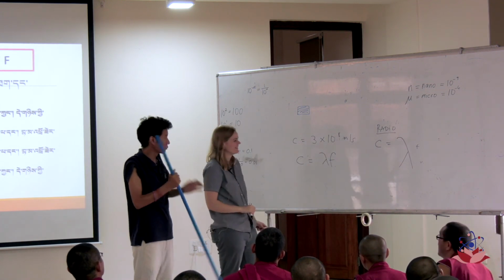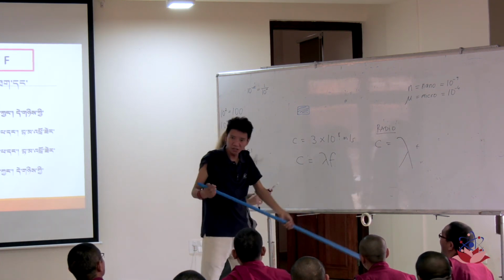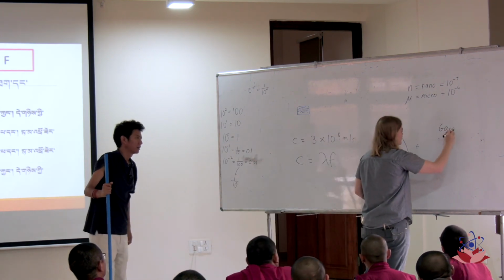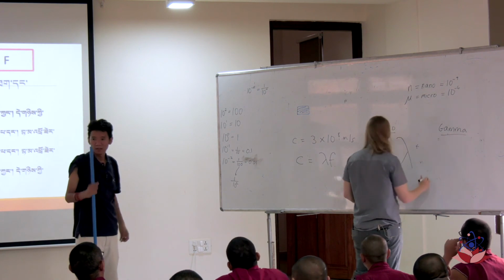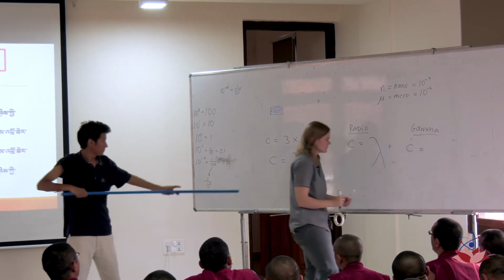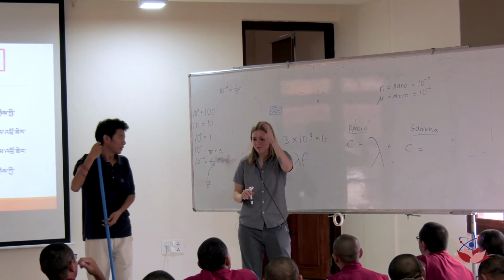Okay? And what happens for gamma? What's small now? My wavelength is small.